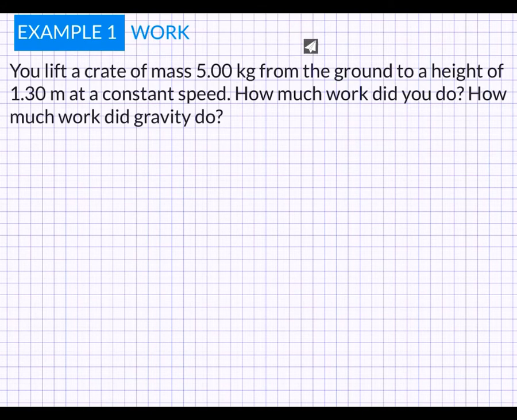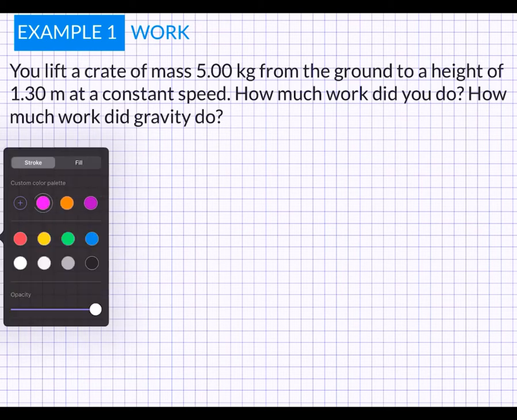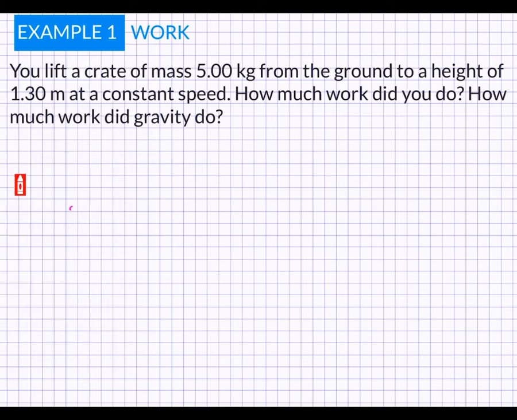Example number 1. You lift a crate of mass 5 kilograms from the ground to a height of 1.3 meters at a constant speed. How much work did you do? So let's start by drawing a free body diagram of this. If I'm lifting something at a constant speed, that means the force that I'm lifting it up with, F lift, is going to be equal and opposite to the weight, right? So there's the force of gravity, which is mg.